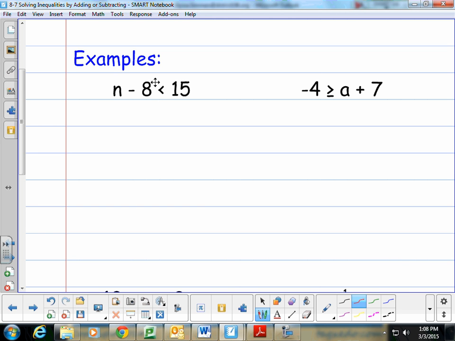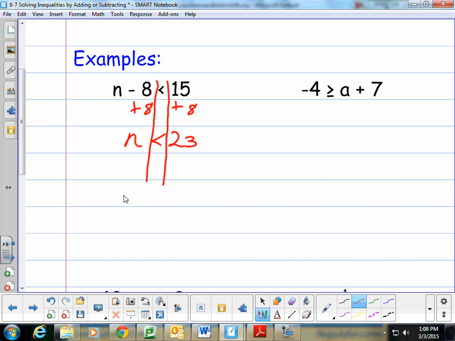In an equation, normally you have one solution, like only one value can equal n. In this type of situation, there's going to be a certain number of solutions that can make this true. It's always about making this true. So we do our inverse. If we want to move negative 8 to the other side, we're going to add 8 back on. So then we have n is less than 23.